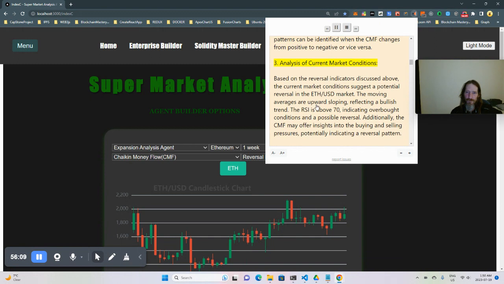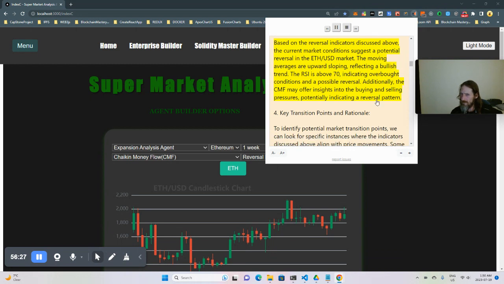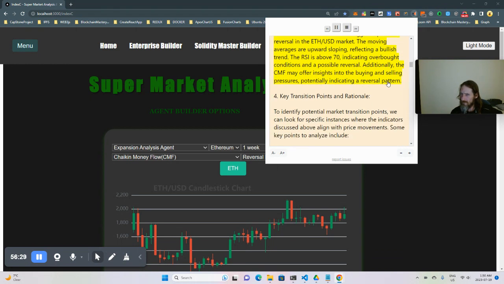3. Analysis of current market conditions. Based on the reversal indicators discussed above, the current market conditions suggest a potential reversal in the ETH/USD market. The moving averages are upward sloping, reflecting a bullish trend. The RSI is above 70, indicating overbought conditions and a possible reversal. Additionally, the CMF may offer insights into the buying and selling pressures, potentially indicating a reversal pattern.